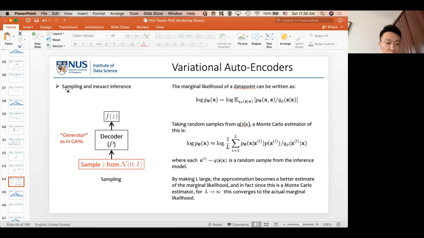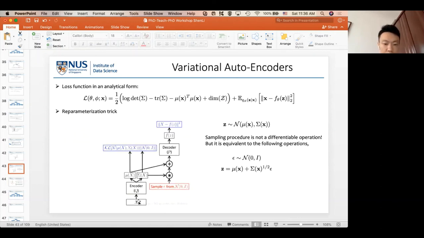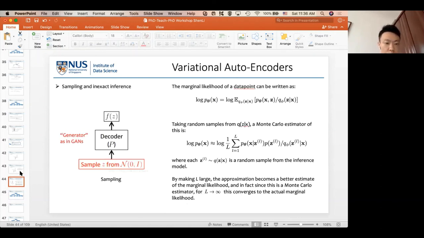And as for sampling, we just throw away the encoder. We just draw a sample from the normal distribution and put it into the decoder, and this will give us an image, the desired sample point. And for the inference, we need some mathematical calculation.